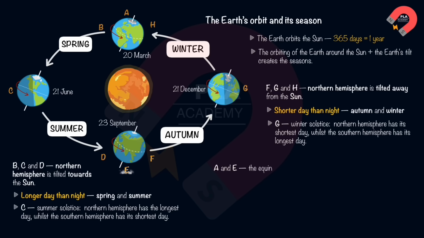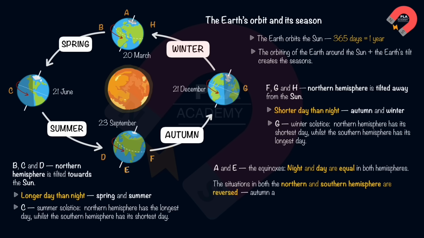At A and D, these are the equinoxes. Night and day are equal in both hemispheres. The situations in the northern and southern hemispheres are reversed. It is autumn and winter in the northern hemisphere, but at the same time it is spring and summer in the southern hemisphere.